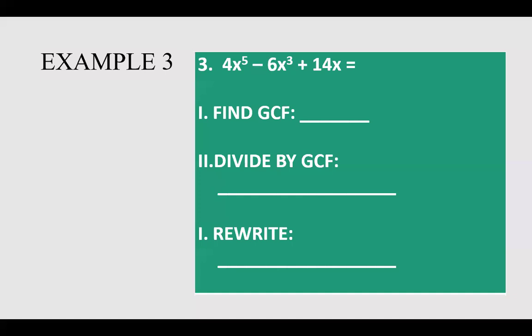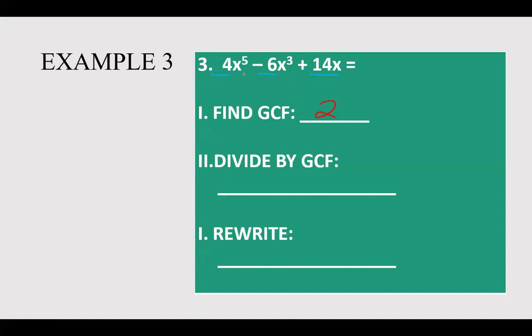All right, let's see where we're at. So on the first part, you're looking for your GCF. Remember, numbers with numbers, variables with variables, right? So we have 4, 6, and 14. What is the largest number that divides evenly into those three numbers? 2. So our numerical GCF is 2.